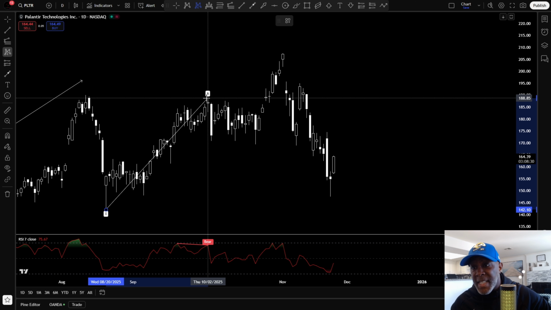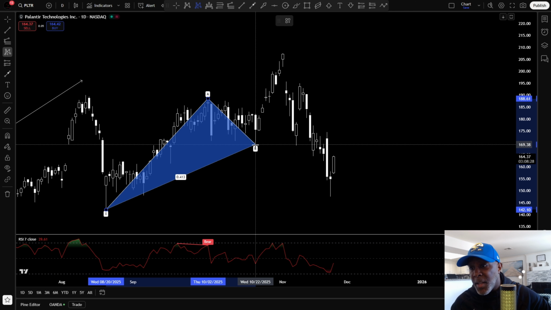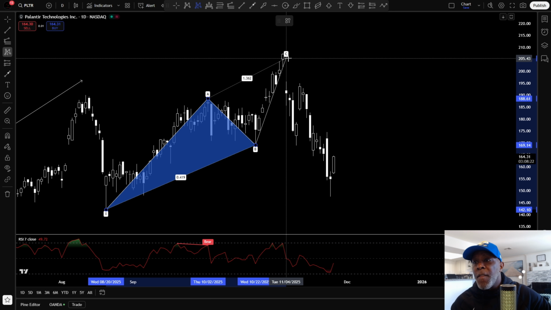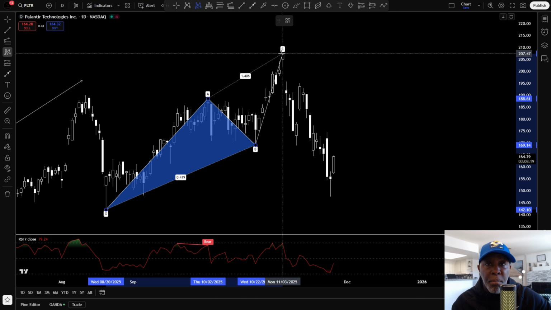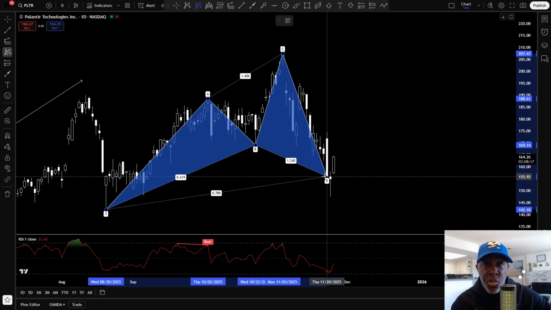That's the X to A leg. And then coming down here for the B leg completion, 41%, which needs to be at least 38. We're at 41, we're good there. Then up here to the C leg completion, which must just touch at least the 127, can go as high as the 1414, but cannot close beyond the 1414. So you see our Cypher pattern shaping up in beautiful fashion.